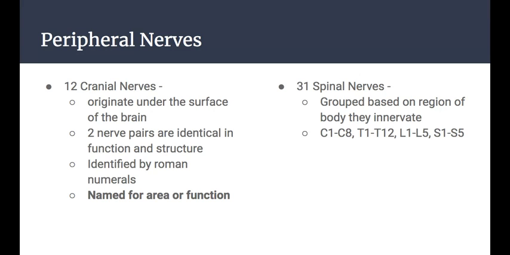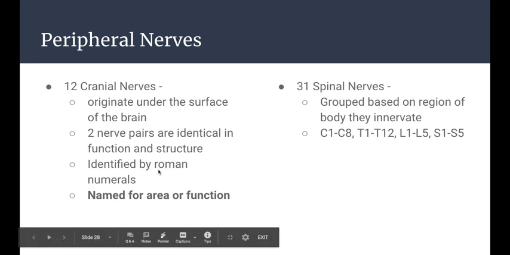Cranial nerves. These are also a part of your peripheral nervous system. The cranial nerves originate under the surface of the brain. They are all located in your head. There are two nerve pairs that are identical in function and structure, basically one on each side. That's what it means by two pairs, or two nerves.